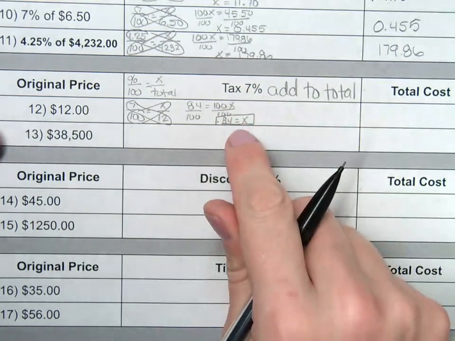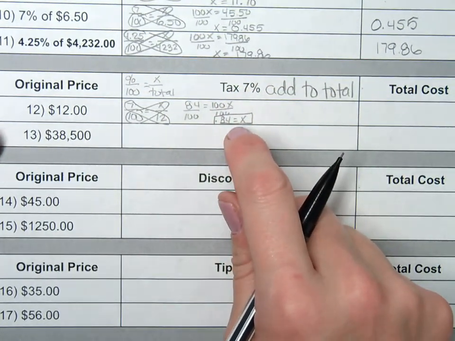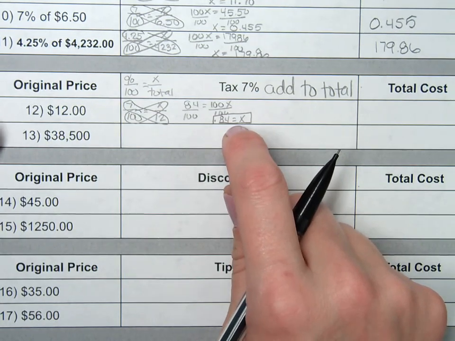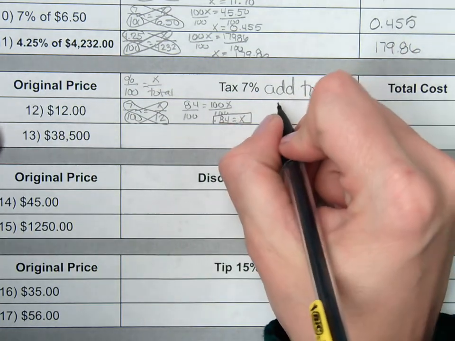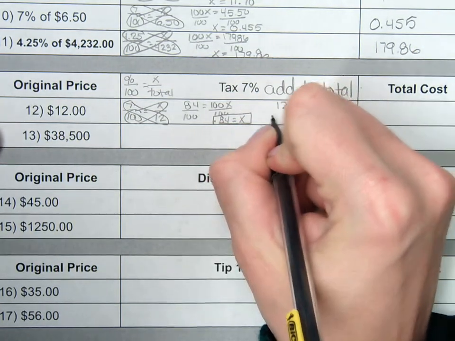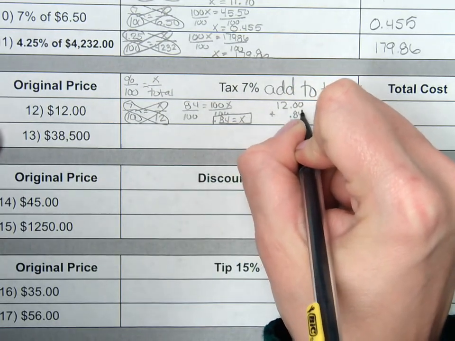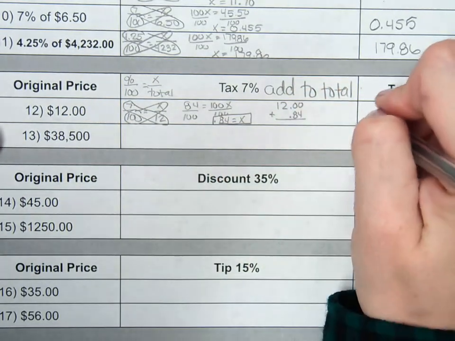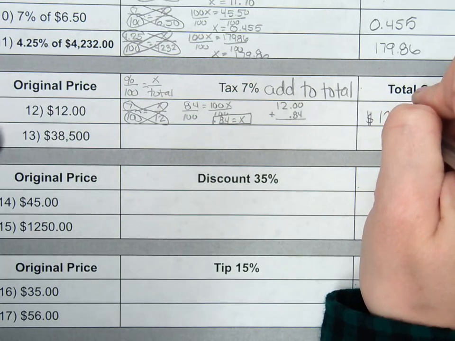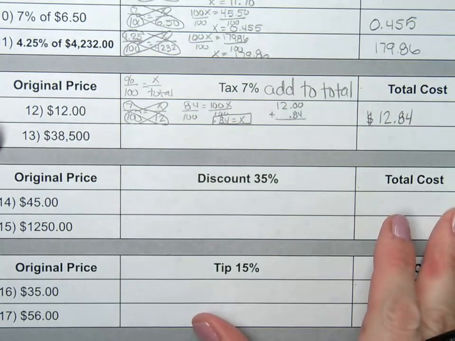Now this value here represents the amount of money I'm going to spend on sales tax. So we need to take my $12 and add my 84 cents of sales tax. And that's going to give me a total of $12.84 total.